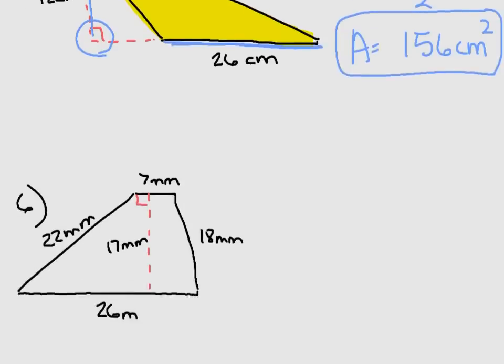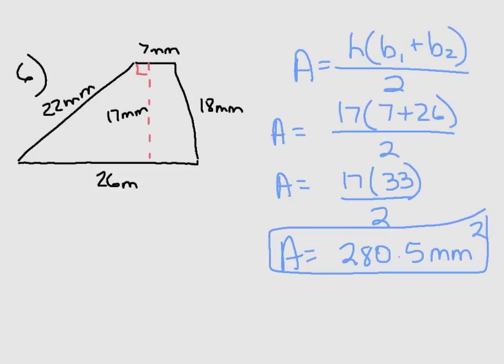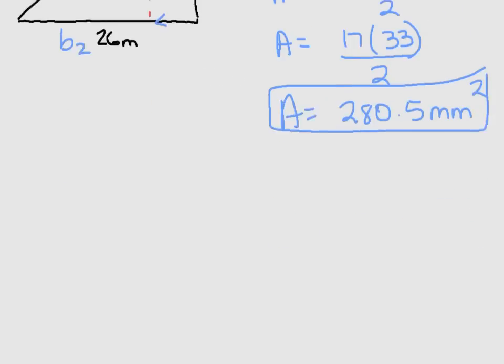Okay. All right, number 6, on your own. Pause the video now. The area of the trapezoid is 280.5 millimeters squared. Notice that the two sides that are parallel are the top and the bottom. This is B1 and this would be B2. And notice the right angle is right here, so 17 would be my height. Okay?